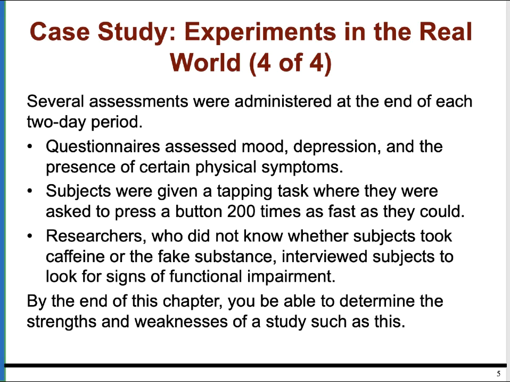Researchers did not know whether the subjects took caffeine or the fake substance, so that when they interviewed the subjects, if they were looking for signs of functional impairment, they were not going to be influenced by whether or not they believed that the person had had caffeine or not. So this is an example of a good study. And at the end of this chapter, you're going to be looking at strengths and weaknesses of experiments.